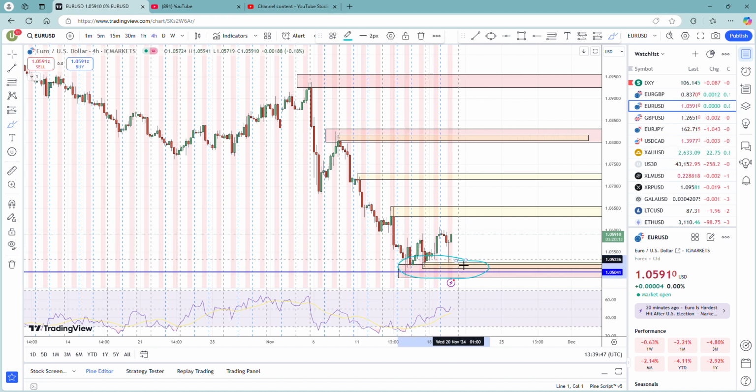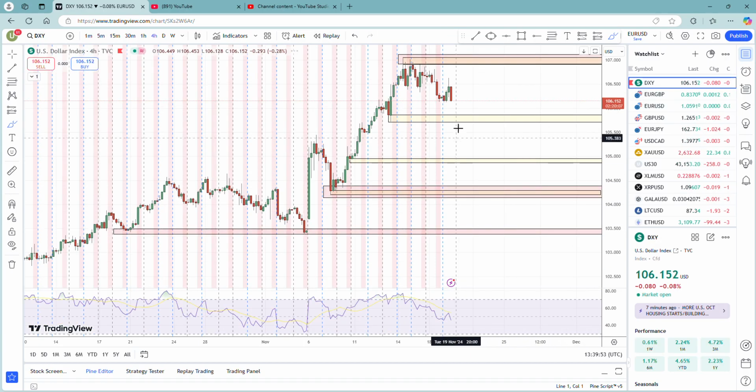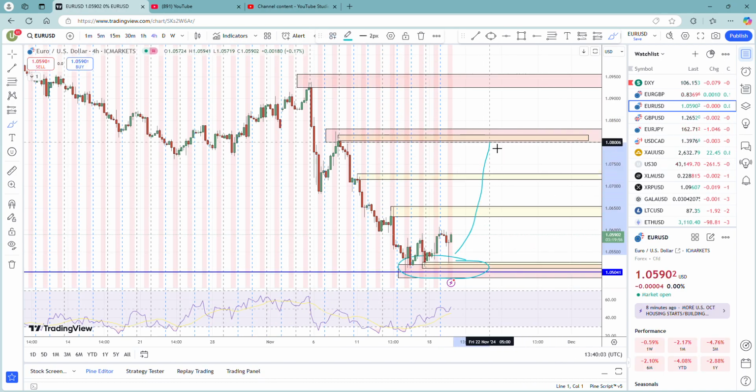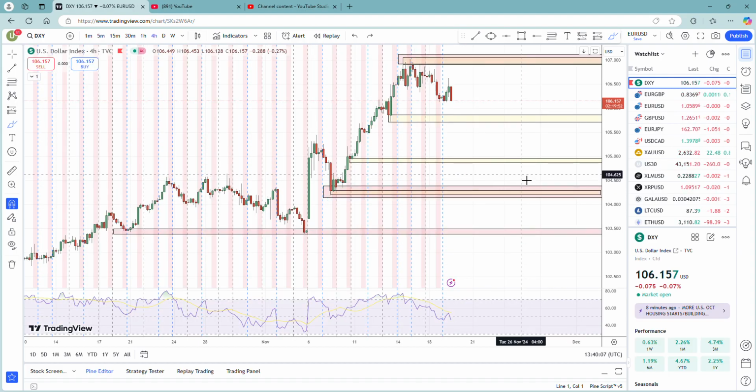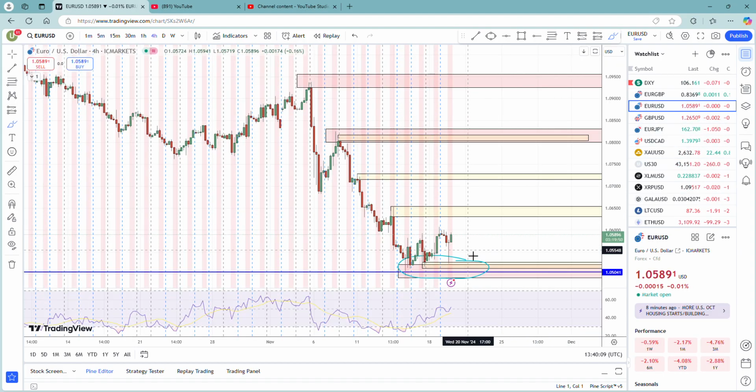It will move to here, because remember, DXY is bearish. DXY is going down. It usually travels from one daily level to another. So if the DXY is going down, that means the EURUSD is going up. So that's the analysis done on EURUSD on a H4 time frame.